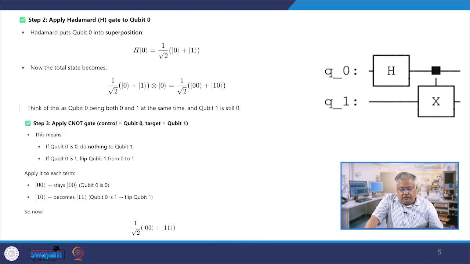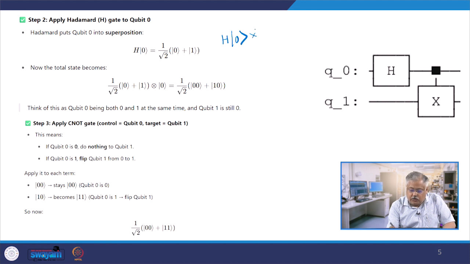Now let us apply the Hadamard gate to qubit 0. As you know, the Hadamard gate puts 0 into a state of superposition such that Hadamard of ket 0 is equal to 1 by root 2 times ket 0 plus ket 1. So the total state comes from H of 0 tensored with 0. This can be broken up into 0 plus 1 and this is 0. So you will get 0 0 as one state, and 1 0 as another state.